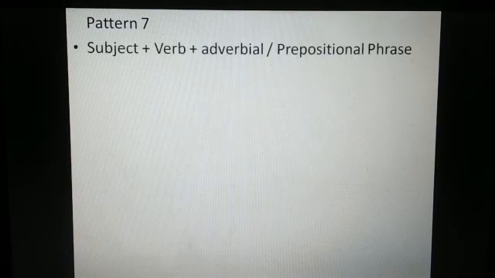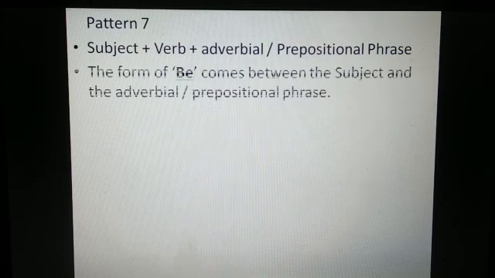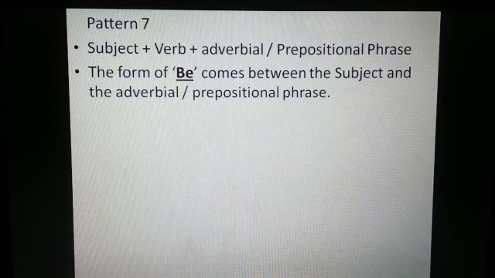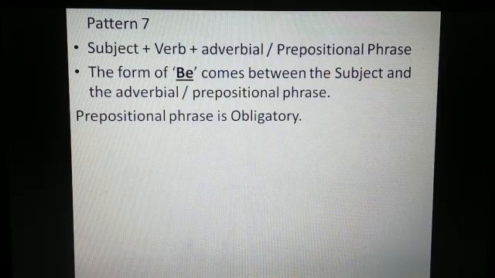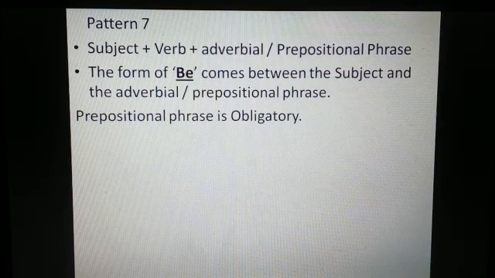Moving on to next pattern, pattern number 7, which is subject plus verb plus adverbial or prepositional phrase. Now this one is the simplest one. The form of be comes between the subject and the adverbial or the prepositional phrase. Prepositional phrase is obligatory. It is compulsory to use the prepositional phrase in this pattern, otherwise the sentence will be incomplete. So the prepositional phrase is obligatory.